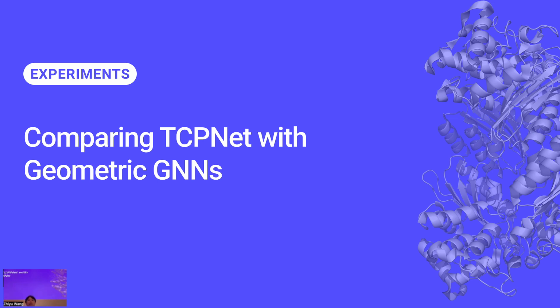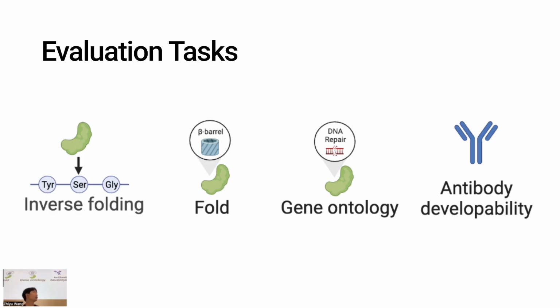Now let's compare our TCP-net model with the state-of-the-art geometric GNNs. To benchmark TCP-net against existing work, we use the following 4 tasks. From left to right, the first one is inverse folding, which means that given a protein structure, predict all the residue identities. The second one is fold classification, which means given a protein structure, classify gross secondary structure arrangements. And this task has 3 test splits from easy to hard. The harder splits have protein structures less in common with the train and validation set.